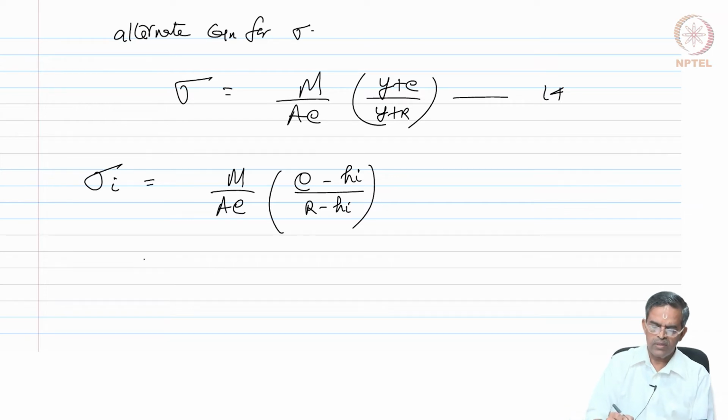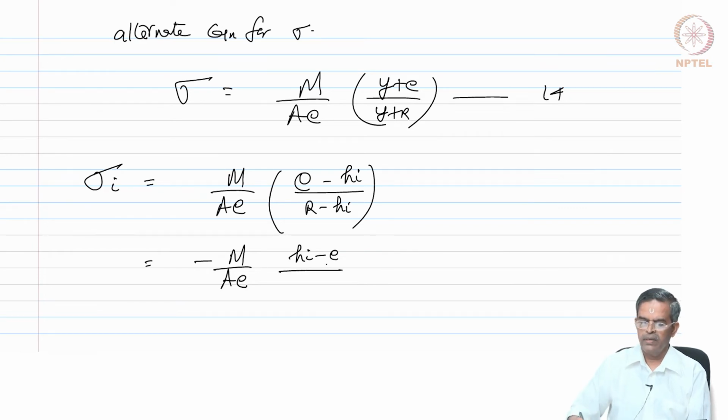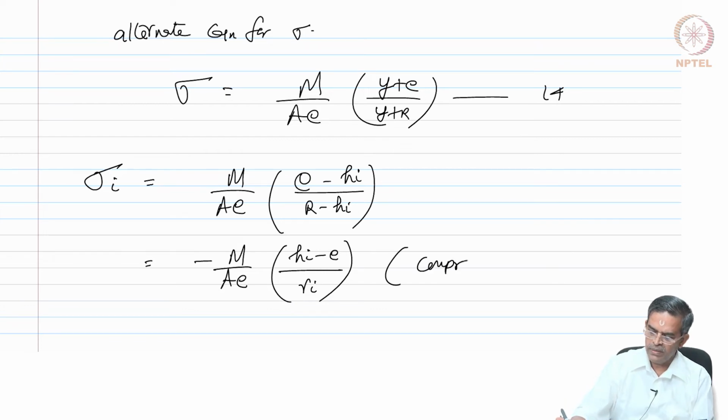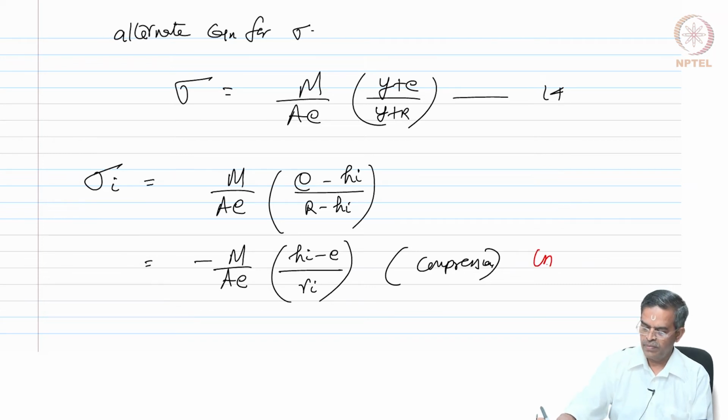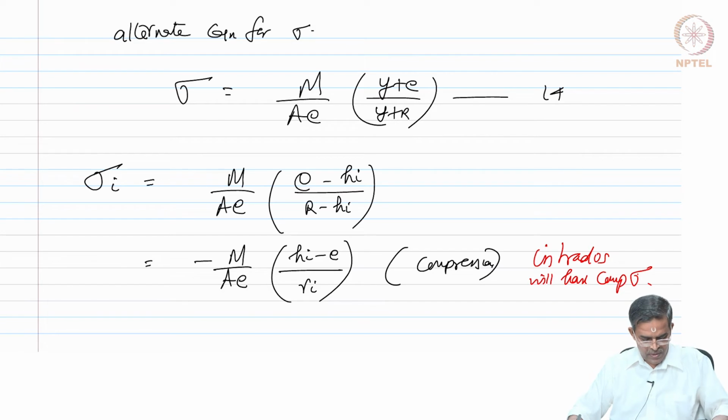I can rewrite this equation as minus M by AE of hi minus e by, look at the figure and see what is r minus hi. Can I write this as ri? Negative indicates this is compression. So, intrados will have compressive stress.